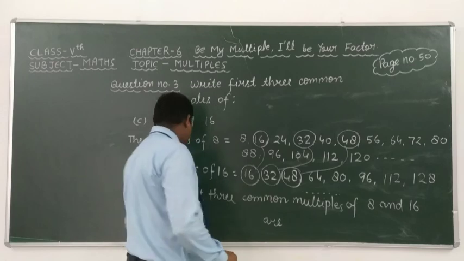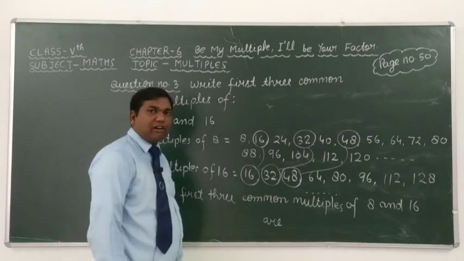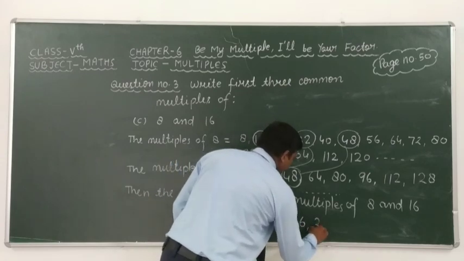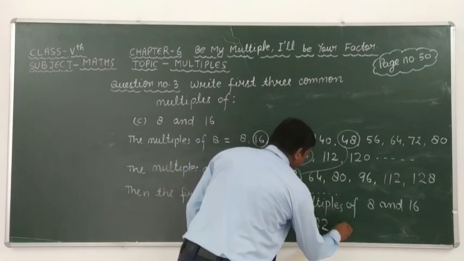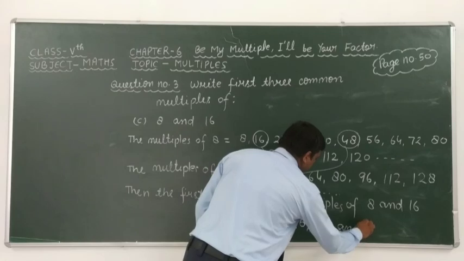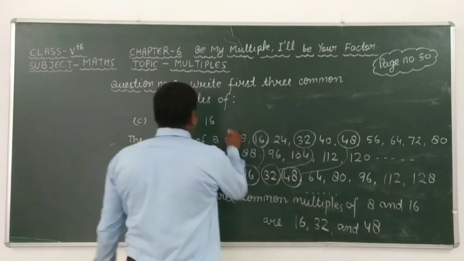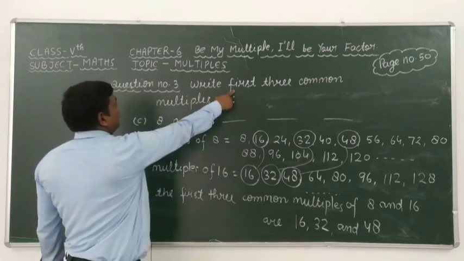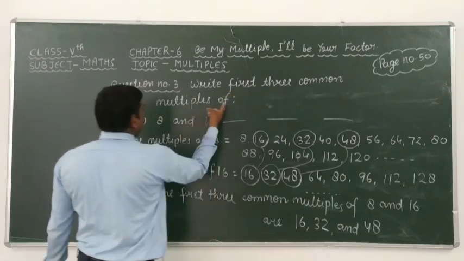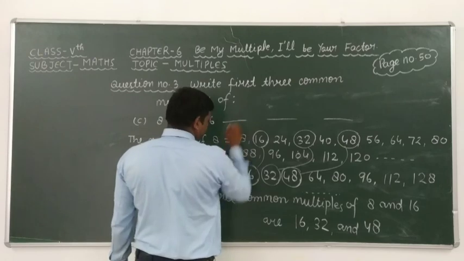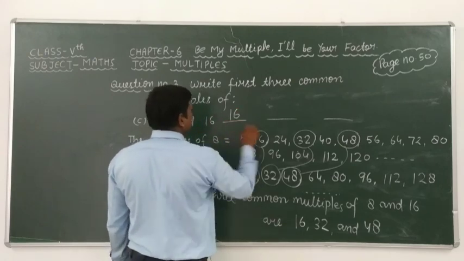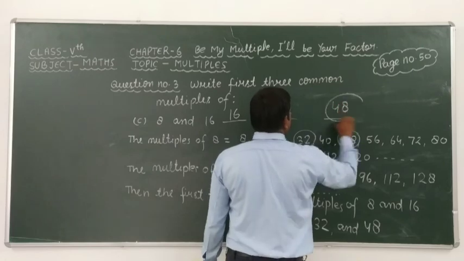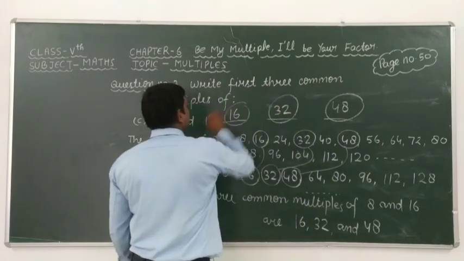Then here we can write the first three common multiples of 8 and 16 are 16, 32 and 48. This is the answer of this question.